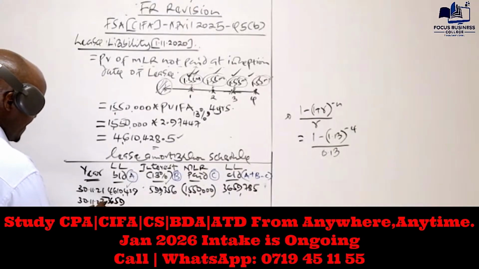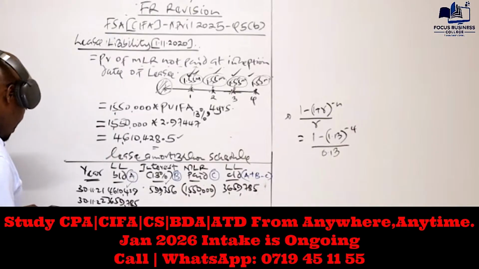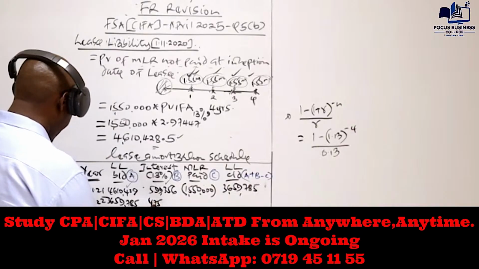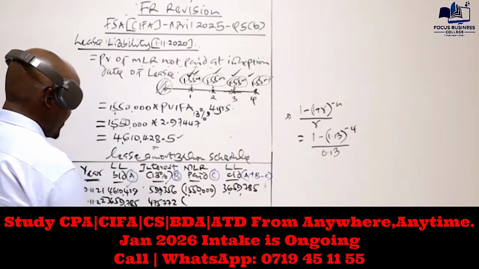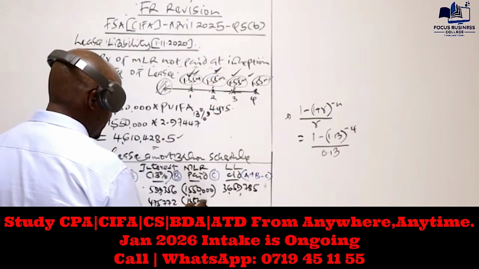3659,785. So we compute interest, which is the 13%. Basically, I'm getting 475,772. So the amount which was paid at the end of year 2 is this one, which is 1550,000.